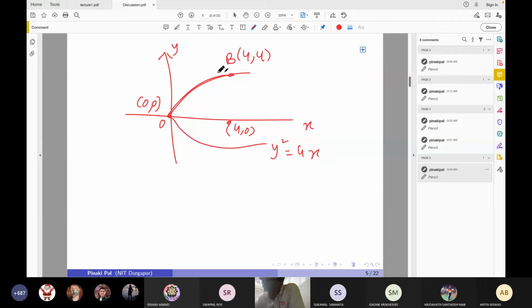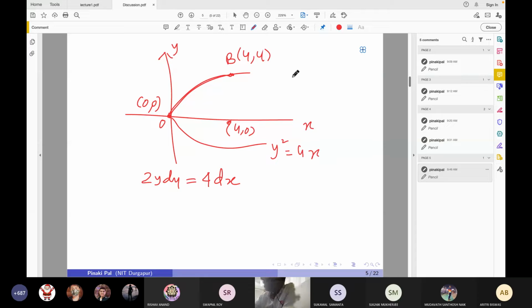And x is changing from 0 to 4. And we have y square is equal to 4x. So therefore dy and dx are not independent. They are connected. So if you differentiate this, you will get 2y dy is equal to 4 dx.